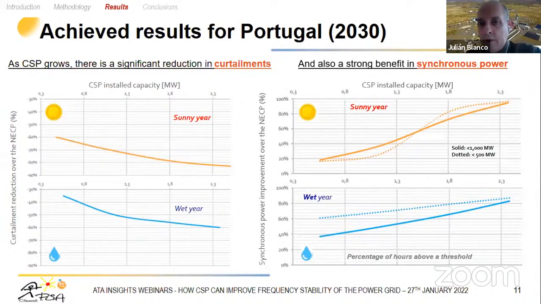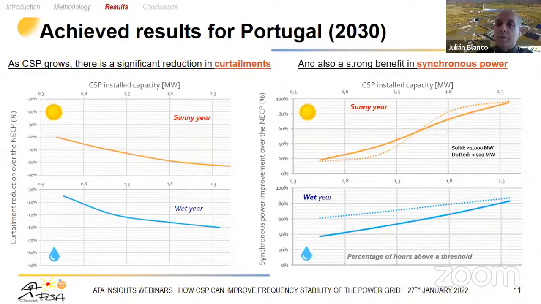And what about the synchronous power? You can see that there are 2 references for the country. The continuous line is the reference of less than 1 GW of conventional synchronous power connected to the grid. The dotted one is less than 500 MW. You can see how, in the case of sunny years, the introduction of 1.5 GW of CSP could reduce the total amount of time spent below this level by more than 60%. And in the case of the wet year, it would be around 50% to 60%.